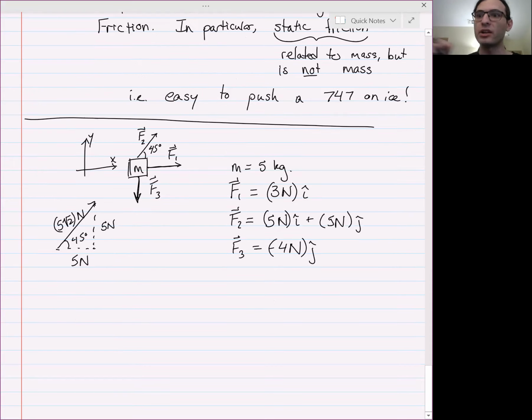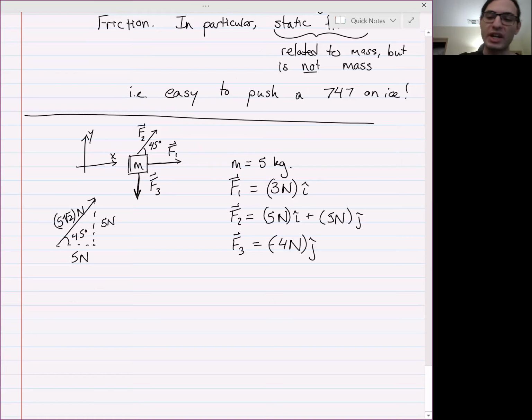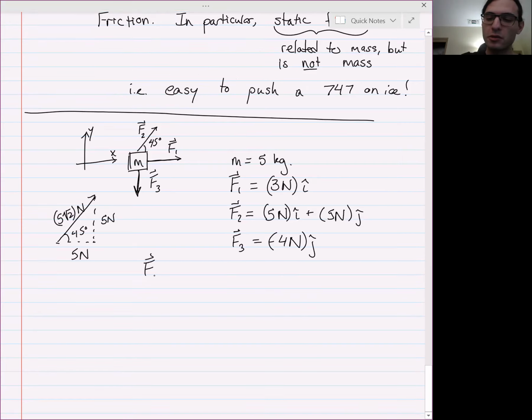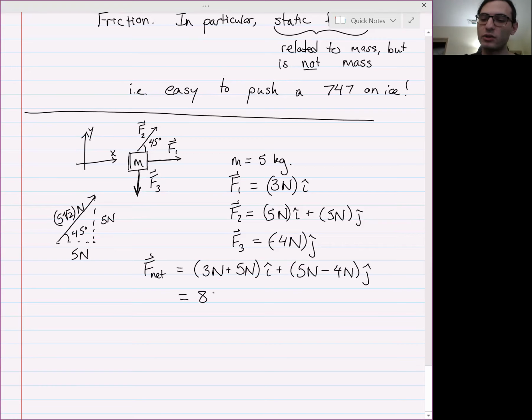All right, now let's find out what the net force is. All we do is add up all of the forces. So we add up the i components and add up the j components. This is 3 newtons plus 5 newtons in the i hat direction, plus 5 newtons minus 4 newtons in the j hat direction, or 8 newtons in the i hat direction plus 1 newton in the j hat direction. Great, that's our net force.